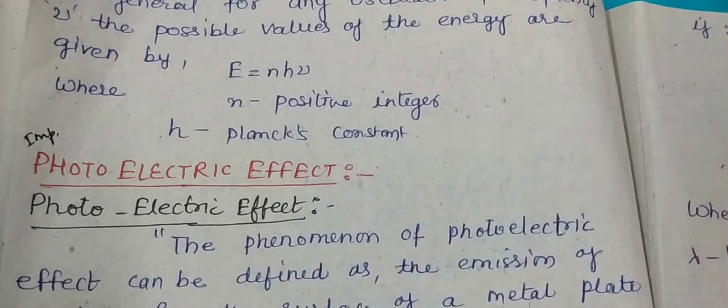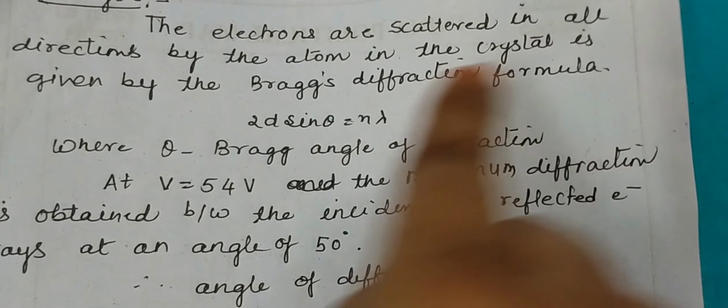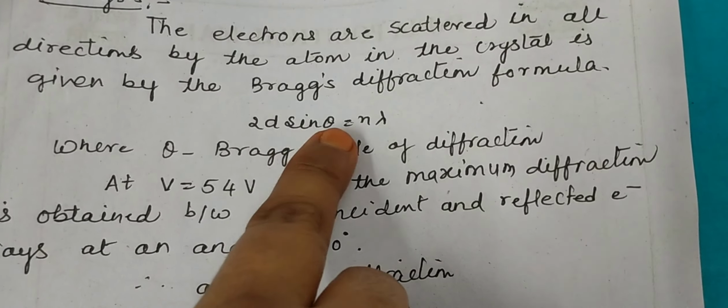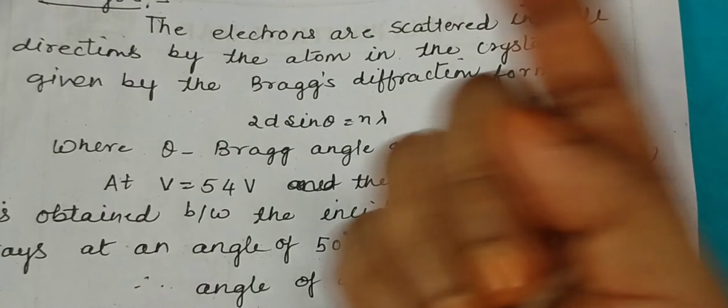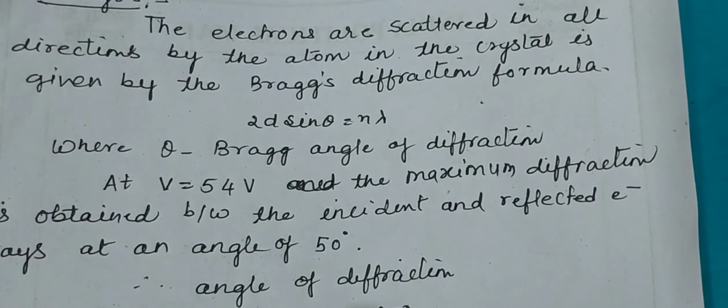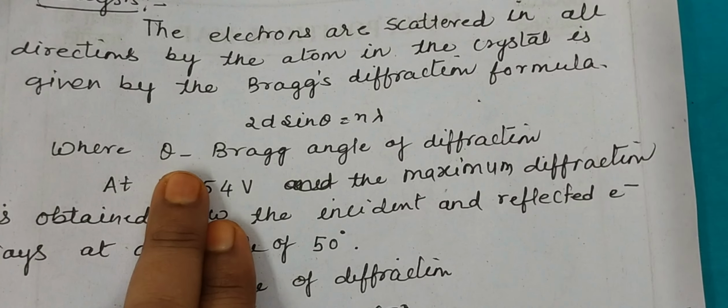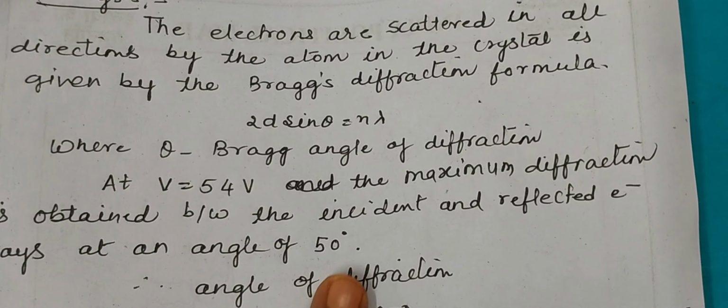Okay, now the analysis. What is the analysis? I will show you. For the analysis, what did we do? The electrons are scattered in all directions by the atoms in the crystal, which is given by Bragg's diffraction law, that is 2d sin theta equals n lambda, where theta is the Bragg angle of diffraction.